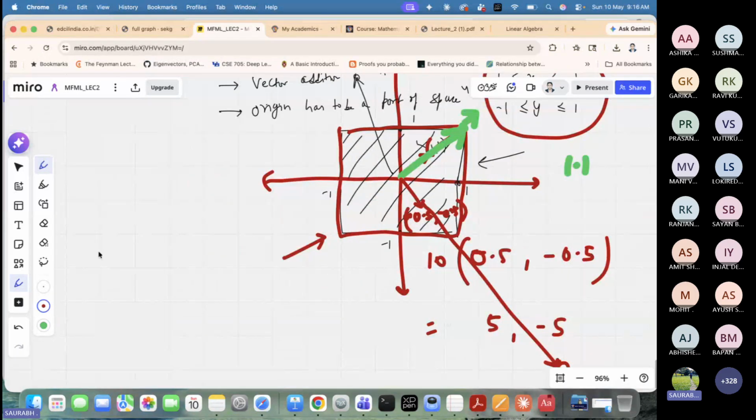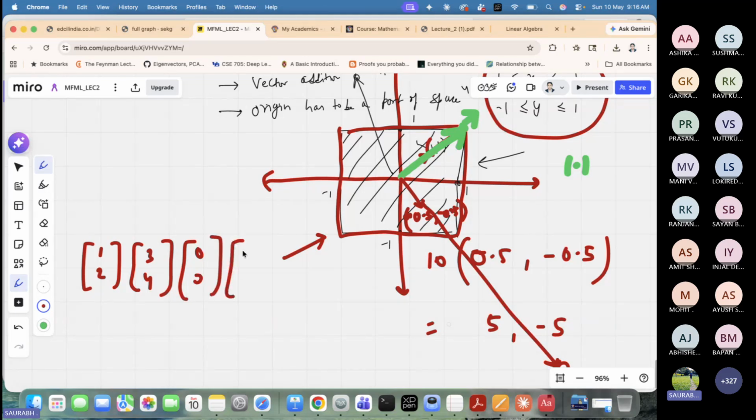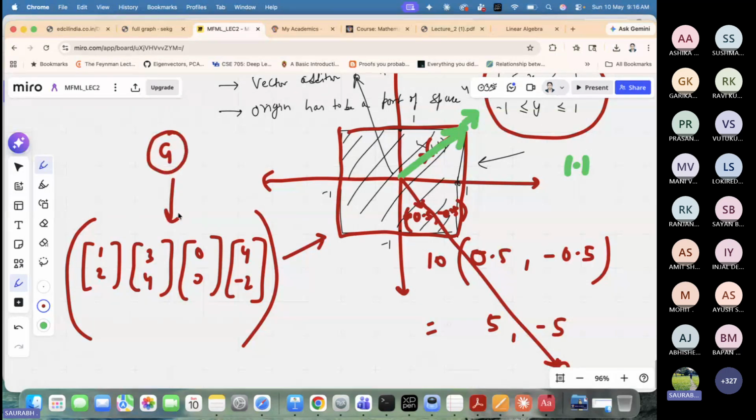I also took a simple example with three vectors: one, two, let's say three, four, and let's say zero is also a part of it, and four vectors, four and minus two. Let's say these four vectors are part of the set G. Firstly, forget about vector space, can they become a group itself? The answer is no.